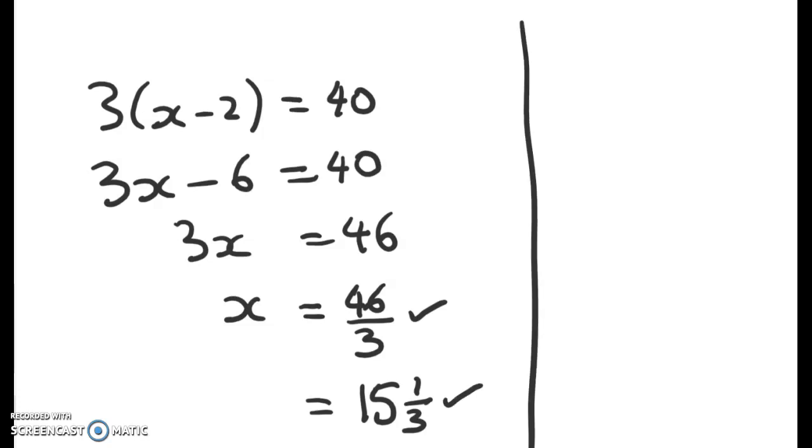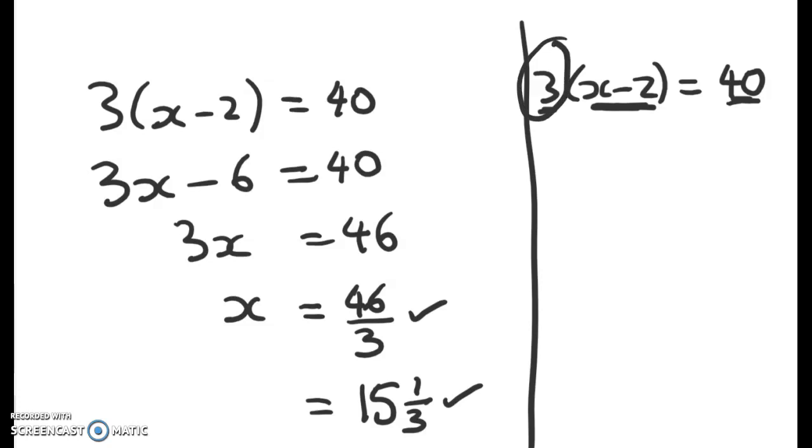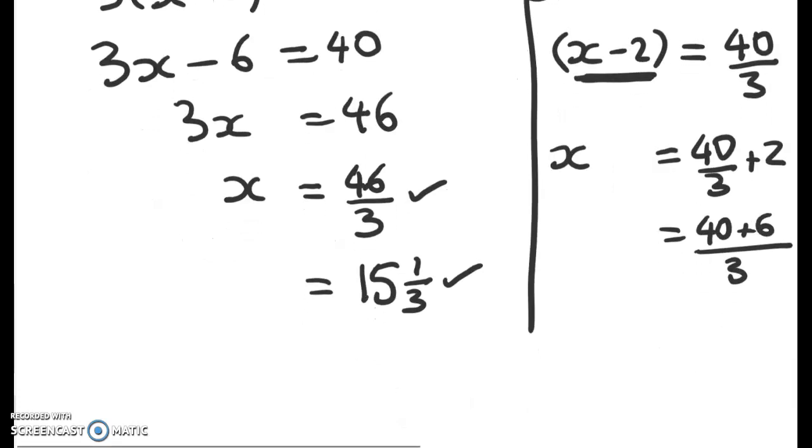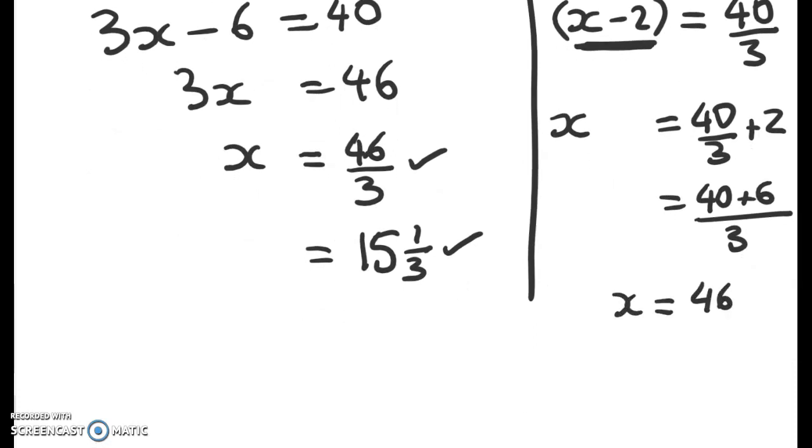Okay, so that's one way to do that question, and I think that's probably the favourite way of most Year 10s. But here's another way. We don't have to expand the brackets first. We could just say this is 3 times all of this, and it equals 40. So I can undo the multiplication by 3. I'm going to divide both sides by 3. And that's what I get now. Here, I just have x take away 2. So I need to add 2 to both sides. X is equal to 40/3 plus 2. Getting a common denominator gives me, of course, the same answer. X is equal to 46 over 3, which is 15 and 1/3.